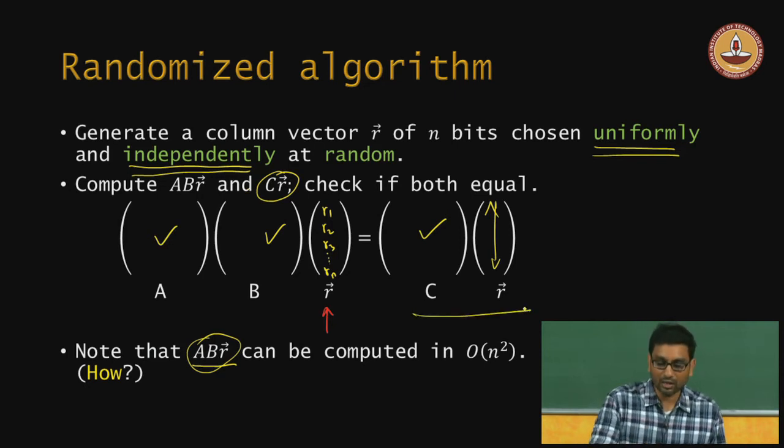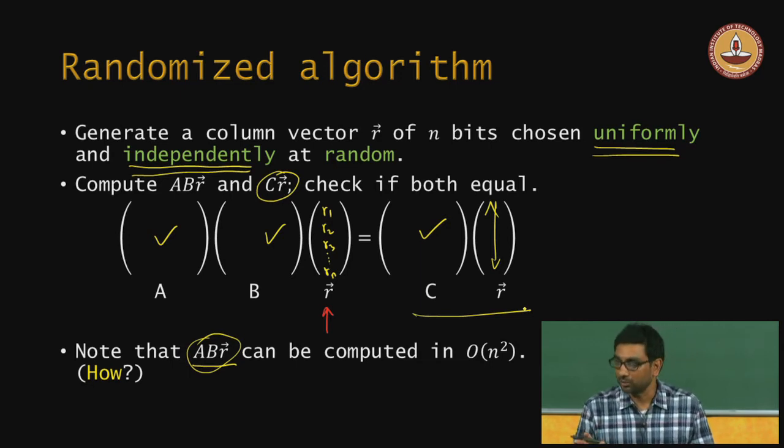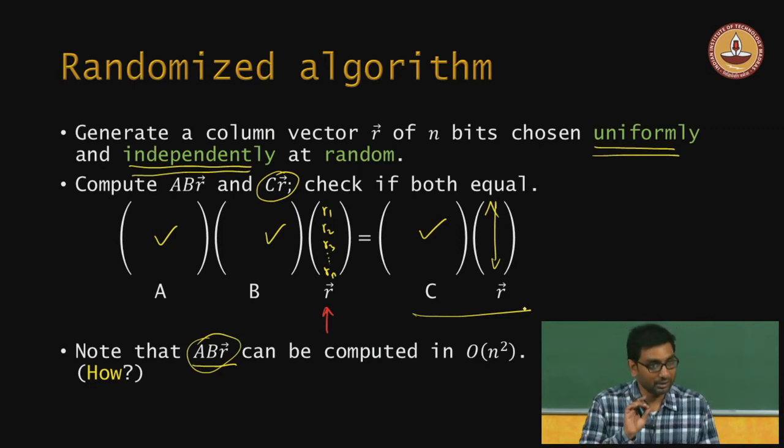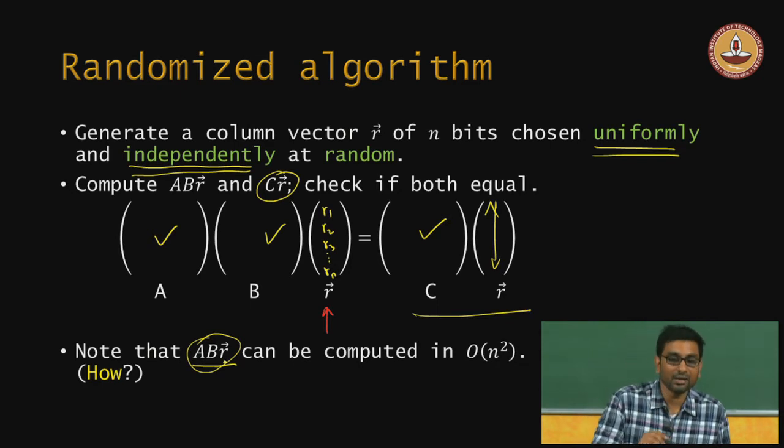If these two are equal, we are going to output saying AB equal to C. Otherwise, if they turn out to be unequal, we are going to output saying AB is not equal to C. Okay. So, now the nice thing that you should notice immediately is that ABR can be computed in O of n squared time.